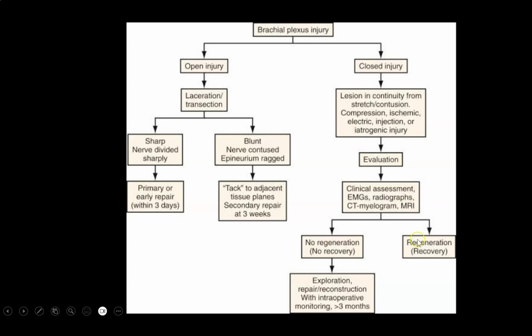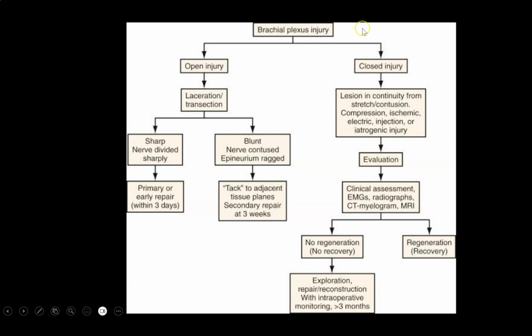If there is regeneration, nothing more needs to be done. If there is no regeneration, we wait for 3 months. In peripheral nerves, we wait for 3 weeks, but here we wait for 3 months because the prognosis is not as good as peripheral nerves. If there is no improvement in closed injury after 3 months, you explore the place. If there are adhesions, you can do neurolysis. If there is contusion of a part of the nerve, you can do reconstruction. Or if the nerve is totally fibrosed, we can do neurotization.